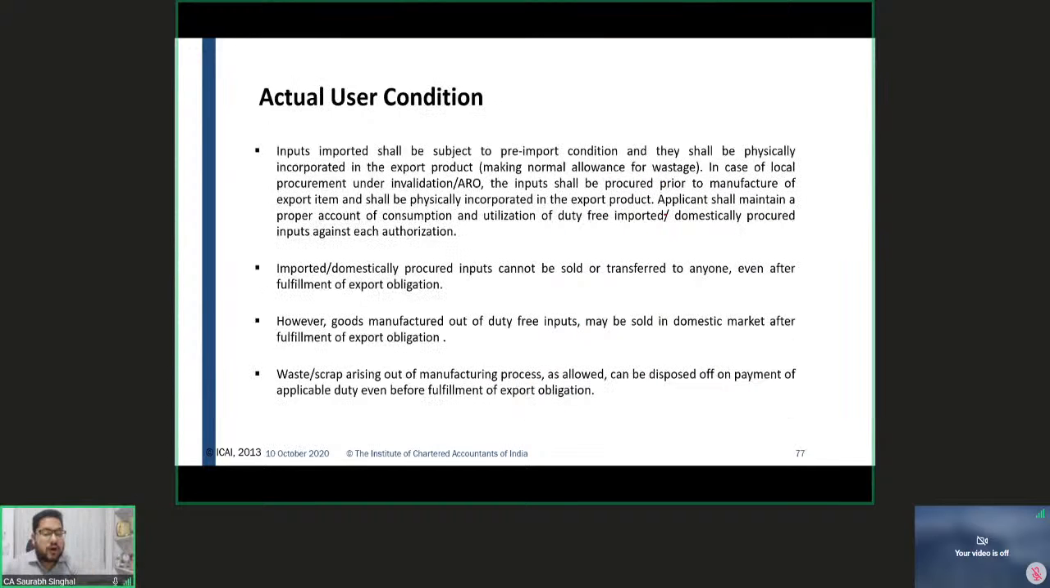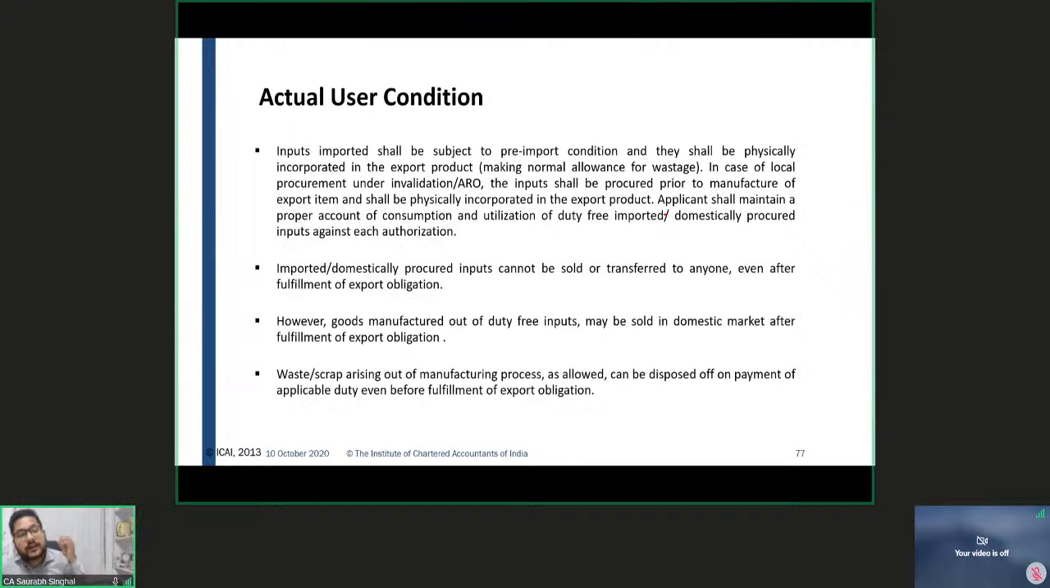Now another condition for advance authorization is actual user condition. It provides that inputs imported shall be subject to pre-import condition and they shall be physically incorporated in the export product. In case of local procurement under advance release order, input shall be procured prior to manufacture of export item and shall be physically incorporated in the export product. So there is an actual user condition for advance authorization.